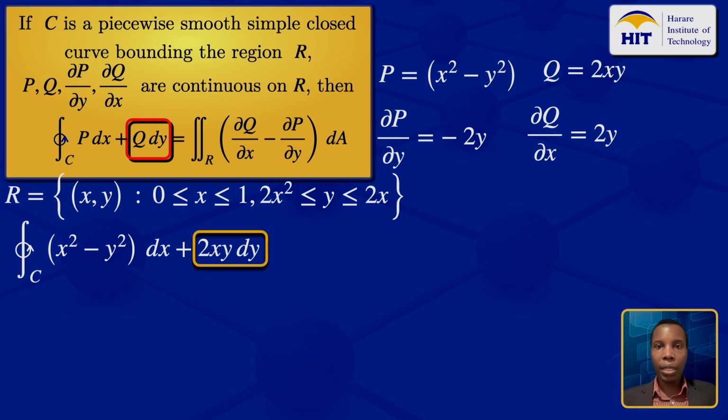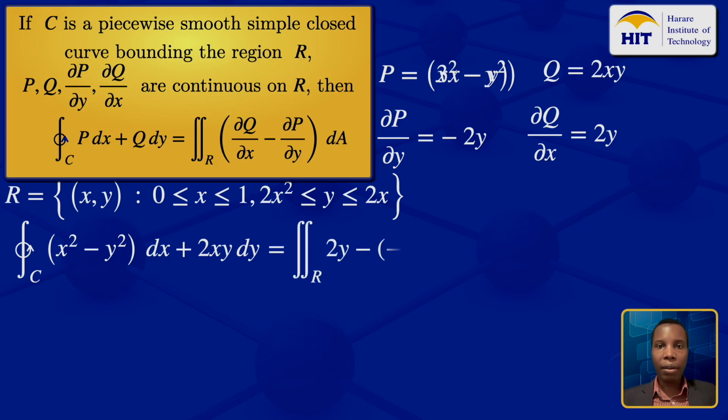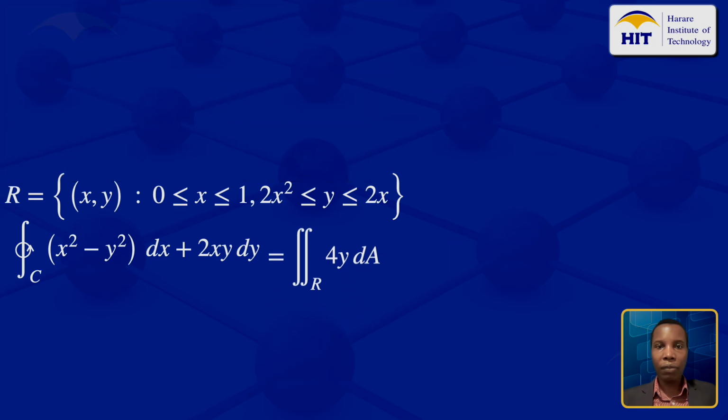Then we substitute these values that we have just obtained. We put them here, and we have the double integral over the region R of 2y minus (minus 2y) dA. So that gives us 4y. Our integral becomes the integral over the region R of 4y dA. So that's the integral that we have now.